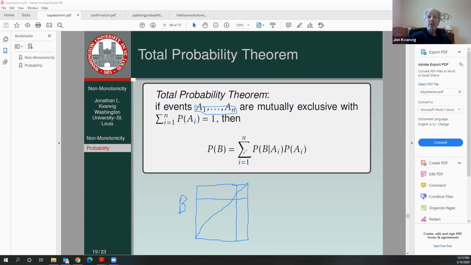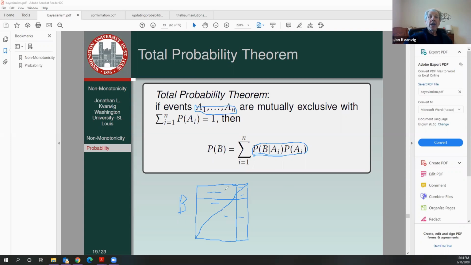Then what you do is you sum this product from 1 to n. You sum the probability of B given each individual partition times the probability of the partition itself. So the first number just says, you take B and this region: what's the probability of B given that region? What's the probability of B given that one, that one, that one, that one, that one, and that one? Okay, now we've exhausted all of the conditional probabilities, but there's something we haven't taken into account.